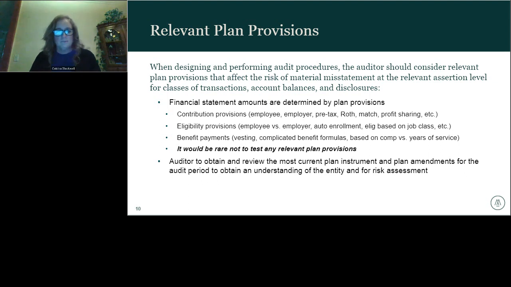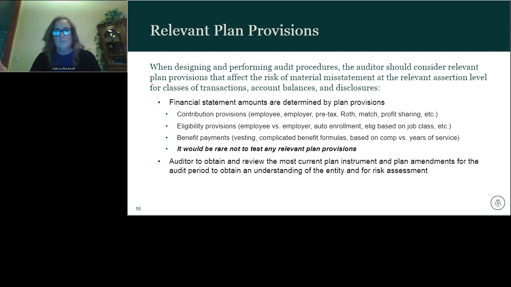Now, we've always tested contributions, but this is basically looking at the plan document and seeing, does the plan allow for employee contributions? Does it allow for employer contributions? Is there a maximum or a minimum to those contributions? Does it allow pre-tax or Roth? And then also employer contributions. Are they allowed or required under the plan? Are they required or discretionary? Is there an employer match? We may design our procedures, if there's a match, to test employee and employer contributions together. We may shift our testing if there's a maximum, say that the plan allows for a 10% maximum contribution.